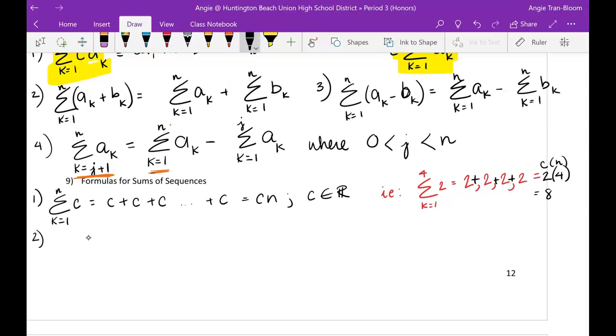All right, next. I have a summation starting at 1 to the nth, and I have k. So when k is 1, my first term would be 1. When k is 2, my next term would be 2. When k is 3, then it's 3. And so on until the nth term.